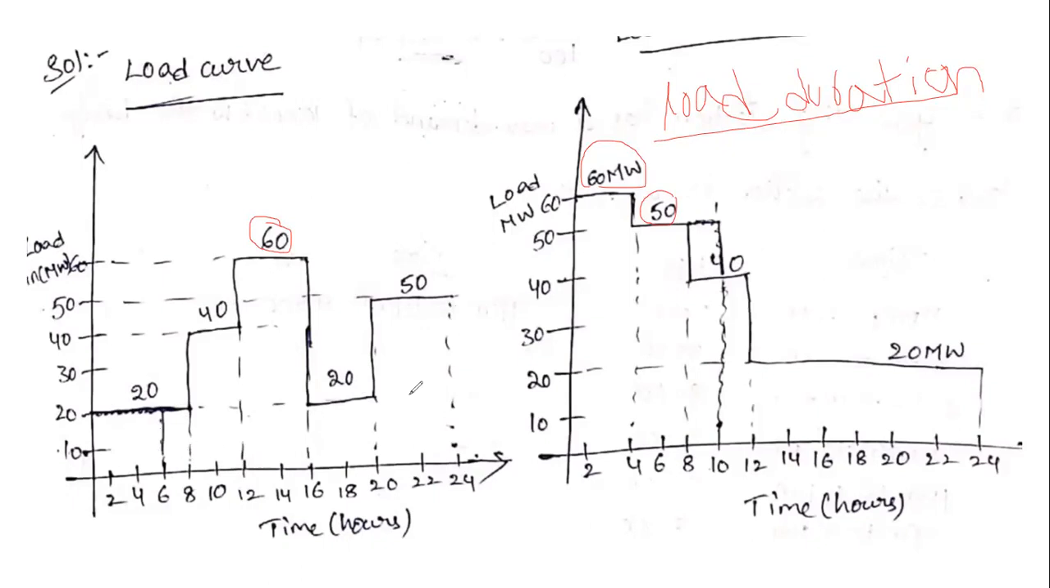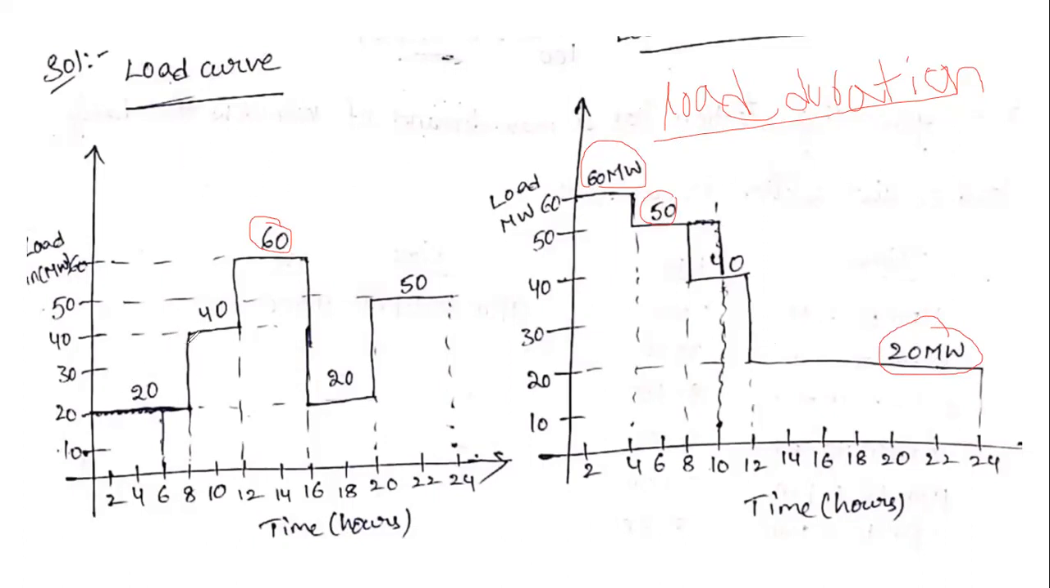Okay, 8 plus 4 is 12 hours. Therefore, totally from 12 to 24 hours we obtain the 20 megawatts. Understand? Therefore totally 12 hours we obtain the 20 megawatts. Okay, this is the load duration curve.